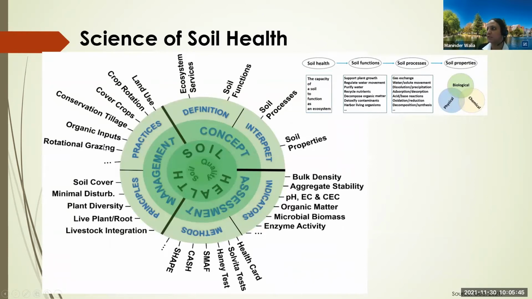So that was the definition of soil health. This is the science of soil health. The scientific system of soil health covers primarily three aspects. The first is the concept, which has the definition we just discussed and the interpretation in terms of the processes and the functions. The second aspect is the assessment, which includes soil health indicators and the methodology used to assess those indicators. The last aspect is the management, which involves the principles and the practices. And I will discuss those in the next slides.